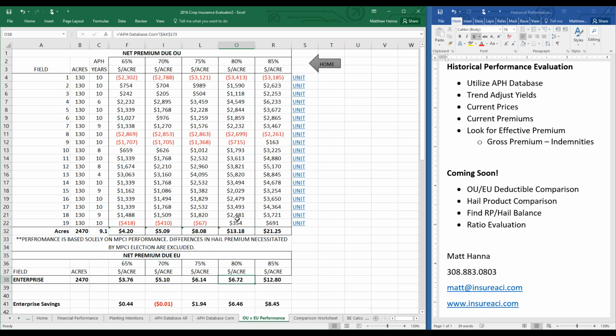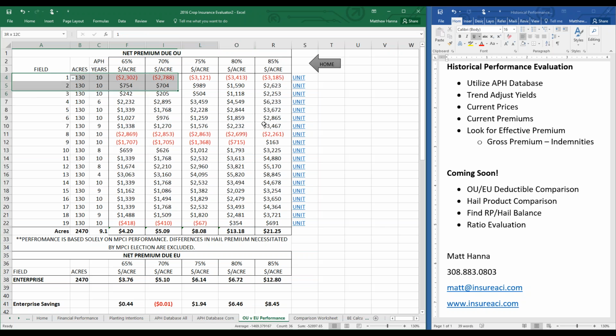What we're looking for here is effective premium, which means the gross premium you've paid in, the checks you've written over the last 10, 11 years. Then we're going to subtract out the indemnities, which is just fancy speak for losses. And we're left with a net number, or your effective premium, what you've actually paid out of pocket. Okay? So let's dive into this.